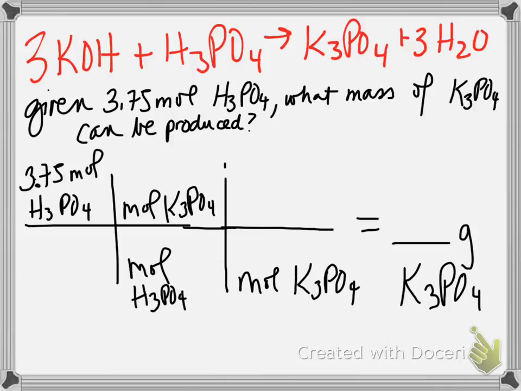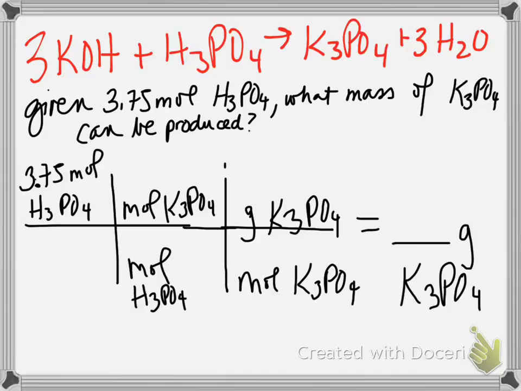Now, we want to end up in grams of potassium phosphate. Is there a relationship between grams of potassium phosphate and moles of potassium phosphate? Is there some relationship we know of between grams and moles? Yeah, so we need to end up in grams of K3PO4, and the relationship between moles and grams is going to be the molar mass of the compound.